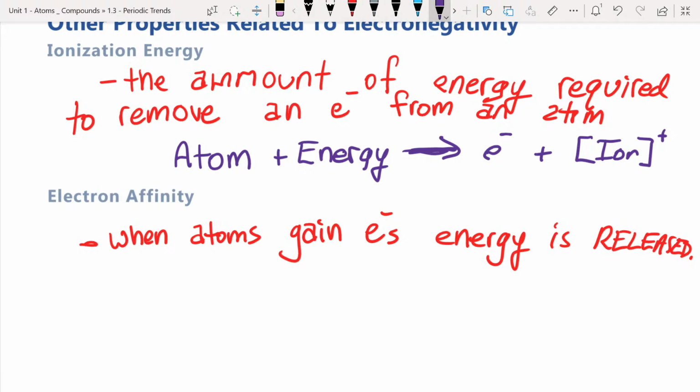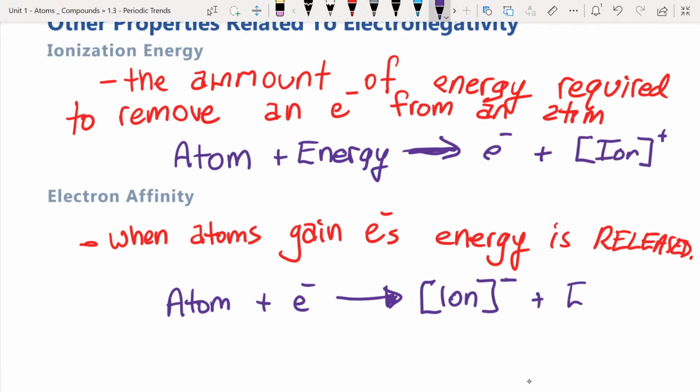But how would I write that? If I said I have an atom, and if I'm having it gain an electron, it's going to be an atom plus an electron, good. And what's that going to give us? Well, what does an atom become once it has a charge? Good. And in this case, what will that ion's charge be if it's gained an electron? Negative. And we said when an atom gains an electron, it will release energy. So I should say plus energy.